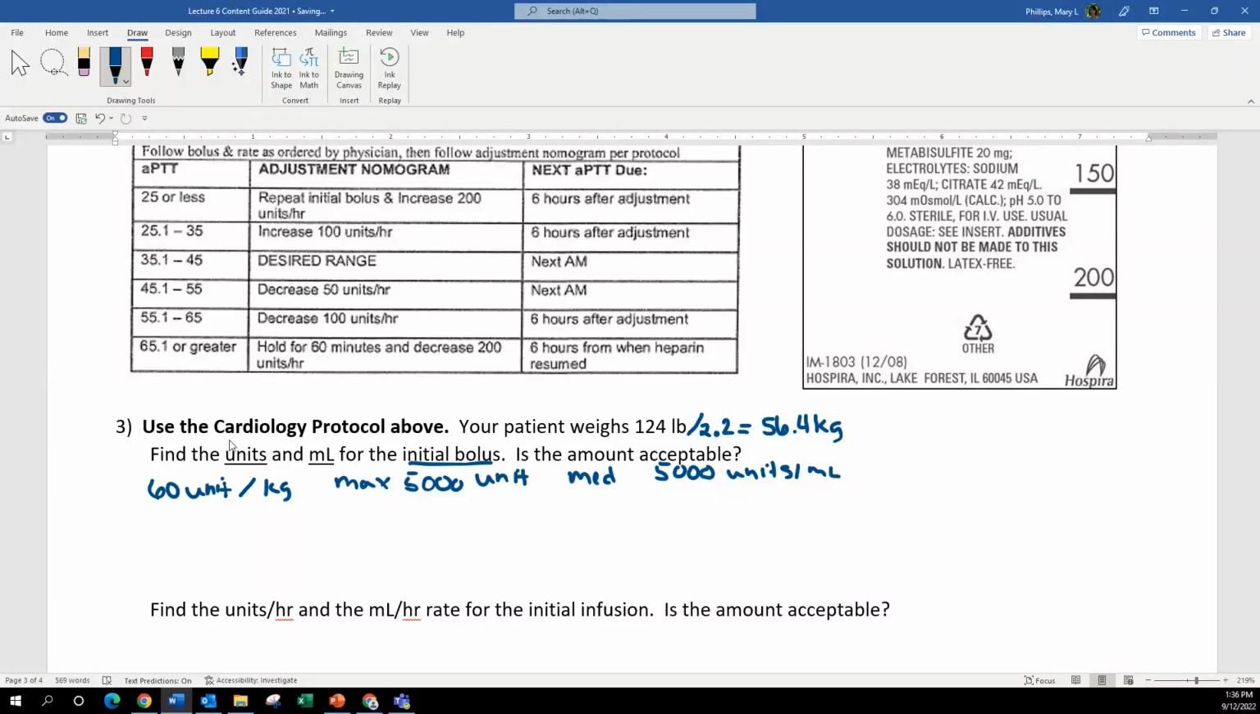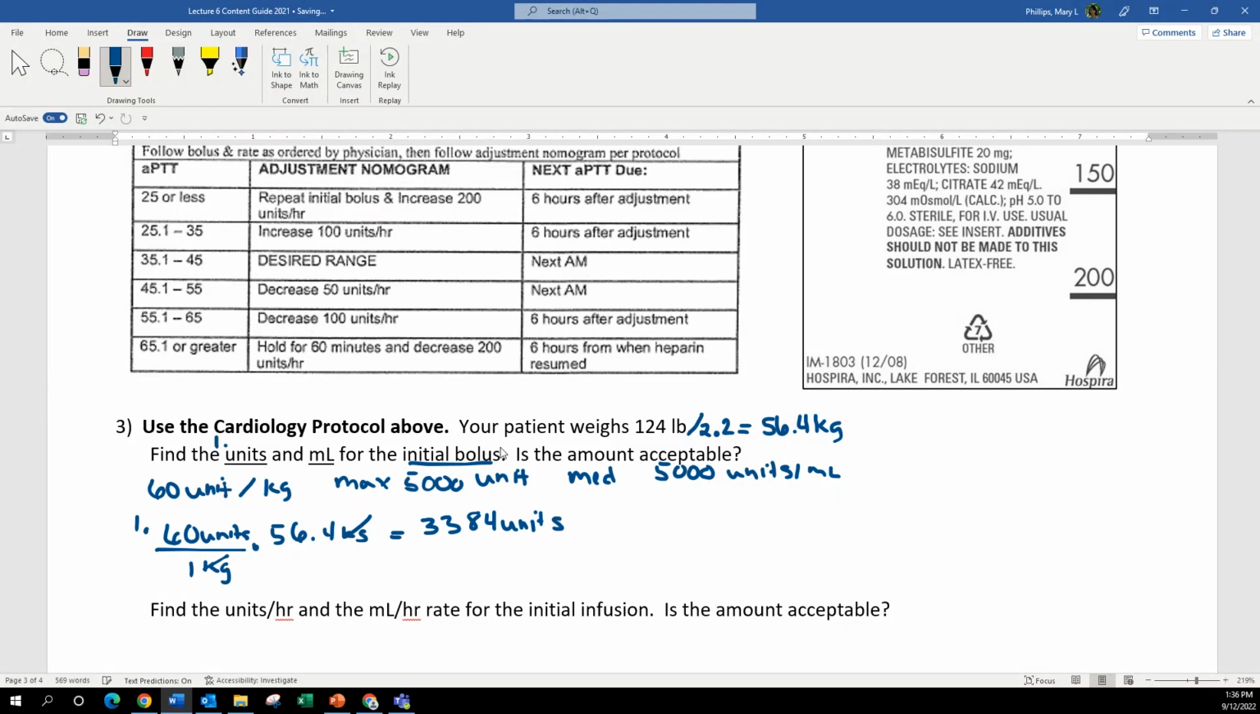So one is the units. That is one. So one. That means I need to cancel the label of kilograms. So I'll start with the 60 units over a kilogram. 60 units is the amount if the patient weighs 1 kilogram, but they weigh a lot more than that. So I will multiply by the 56.4 kilograms, and that will give me the number of units. So when I do that math on my calculator, I get 3,384 units.